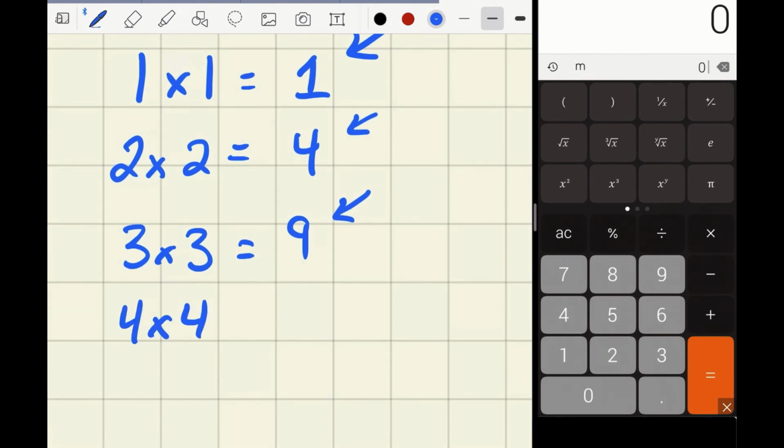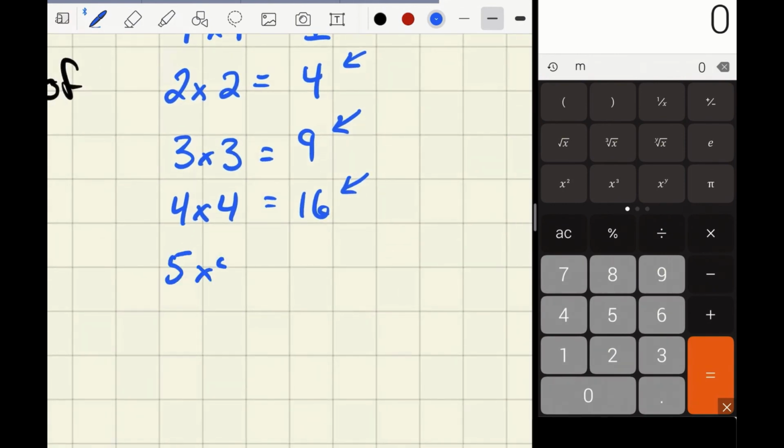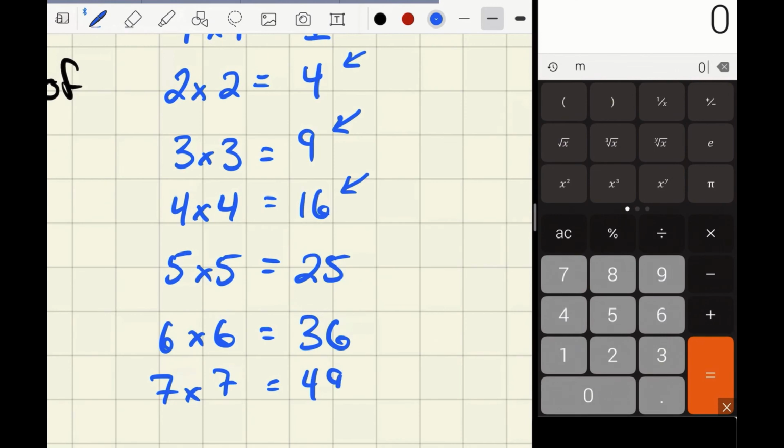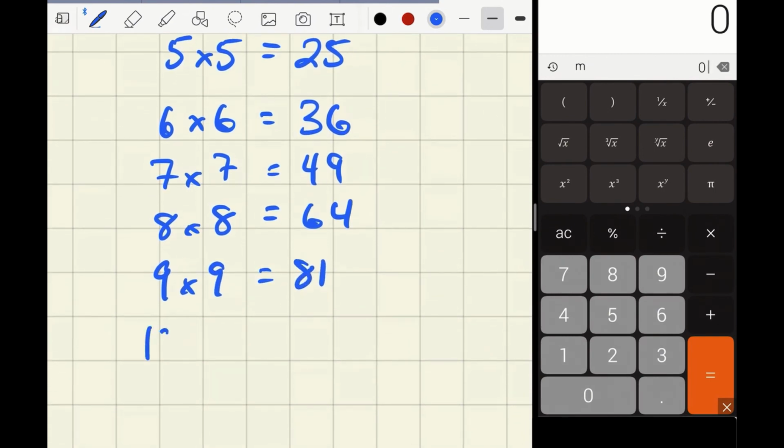4 times 4 equals 16. And if you know your multiplication tables, you could do this for a while. We're going to go up a little ways. 5 times 5 equals 25. 6 times 6 equals 36. 7 times 7 equals 49. 8 times 8 equals 64. 9 times 9 equals 81. And 10 times 10 equals 100.